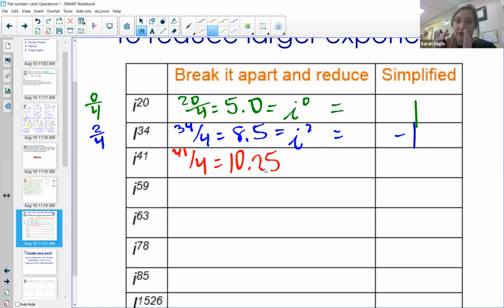All right, again, we're focused on our decimal here. 0.25 as a fraction with 4 is the same thing as saying 1/4. So my exponent can be simplified. I can take i to the 41 and say it's the same thing as saying i to the power of 1, which is just i.